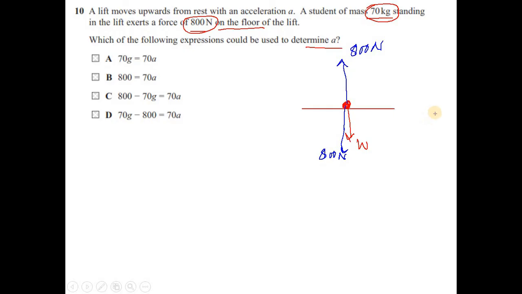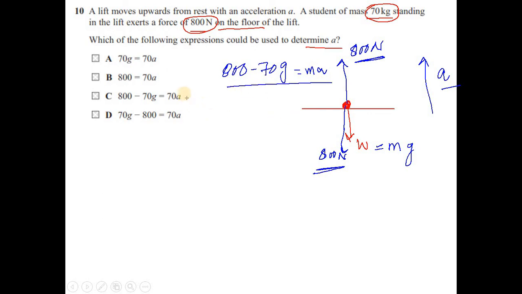And now see, the lift is going upward, accelerating upward. So when it is accelerating upward, how do you see this situation? Because this 800 Newton and this 800 Newton are action reaction forces. But when you apply Newton's second law, you need to see the unbalanced force because you have acceleration. So the unbalanced force would be equal to 800 minus 70g, where 70g is the weight, mg, because the mass is 70. So 800 minus 70g is equal to ma, and m is 70. So if you substitute 70 here, the option is C.